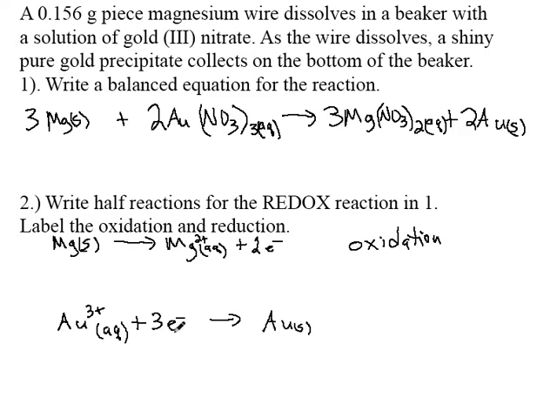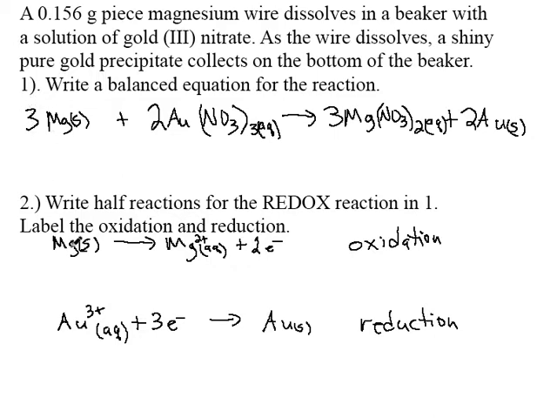Gold has gained electrons, the gold ion has gained electrons to become gold atom. Therefore, electrons are a reactant. The gold 3+ is gaining electrons, so this is the reduction half reaction. The only thing that we have left to do is to look at the reaction stoichiometry and make sure that we have the proper number of magnesium atoms becoming magnesium ions, the proper number of gold ions becoming gold atoms, and the proper number of electrons. So we simply look up at the stoichiometry of the reaction.